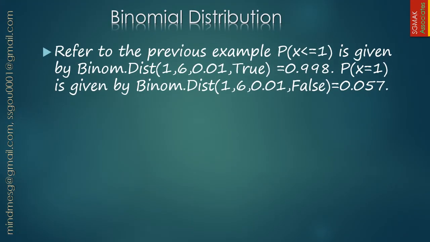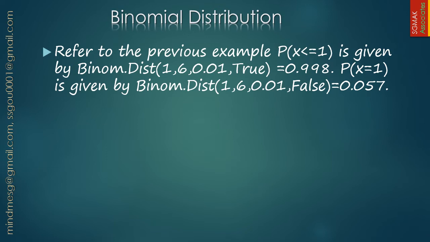So going back to the previous example, for the probability of x less than or equal to 1, that means we have 1 or less defective in the sample of size 6. So we'll use the binomial distribution. We'll put the first field as 1 because we're interested in 1 success, though it's 1 or less, we're coming to that. 6 independent trials, and the value for the parameter p is 0.01. By setting the 4th field as true, you are finding the cumulative probability for 1 or less number of defectives.